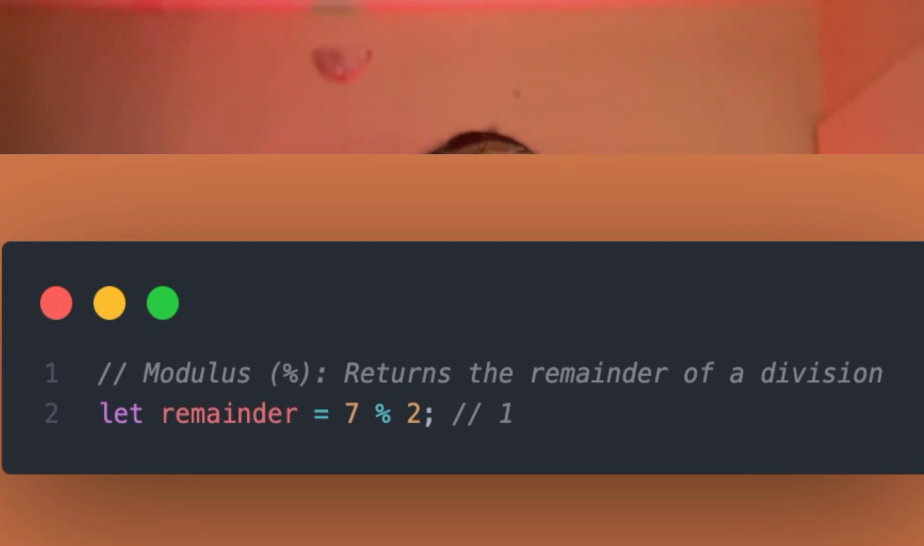We also have the modulus. The modulus returns the remainder of a division. So if I say let remainder = 7 % 2, our result is going to be 1, because 7 divided by 2 is 3, remainder 1. So it's always going to return the remainder.